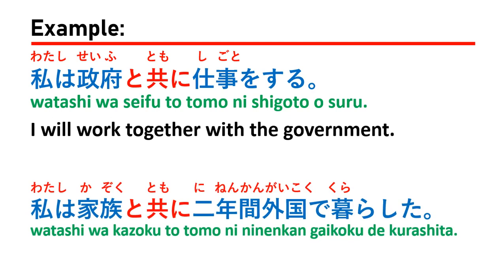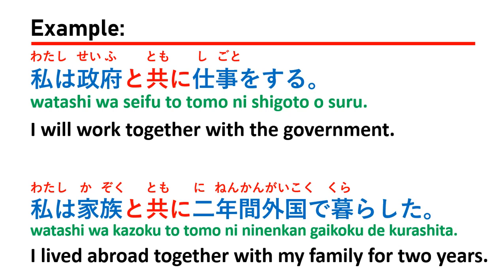The next example is 私は家族と共に2年間外国で暮らした, which means I lived abroad together with my family for 2 years. In this sentence, we also see that they use the noun with the grammar ともに. Here our noun is 家族. 家族 means the family. They say 家族と共に, which means I and my family together. 私 means I, 家族 means my family, and ともに means together with my family.